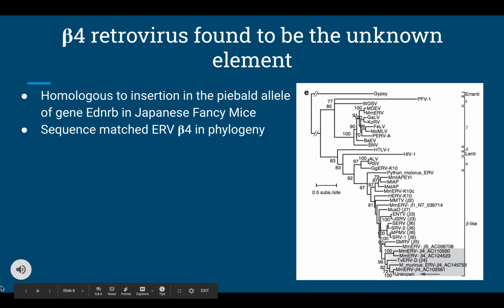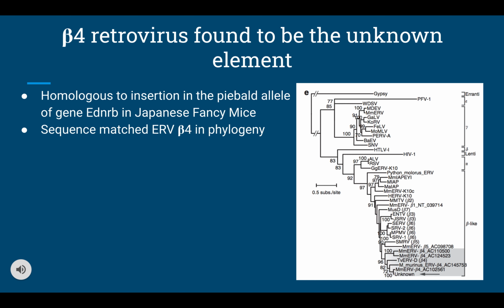After doing next-generation sequencing, the group used NCBI BLAST and ended up finding that their unknown element was homologous to a sequence from an insertion in a piebald gene from an EDNRB gene, which is basically a gene from Japanese fancy mice. And so what this did was pave the way to a possible origin for the insertion, because they knew generally what area and region of mice it came from and what kind of gene the insertion was from initially.